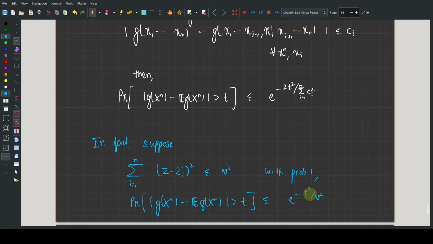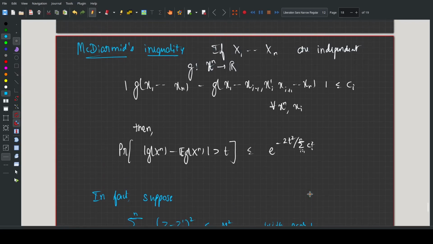Again, I will not prove these results. Much of this is taken from the book by Boucheron, Lugosi, and Massart, the concentration inequalities textbook, the link to which is put up on the course webpage. So you can look it up for the proof.